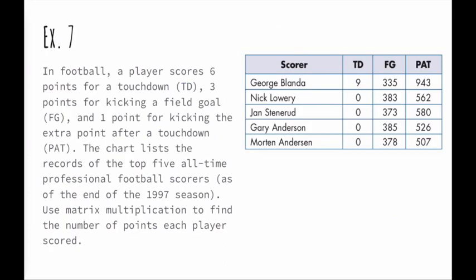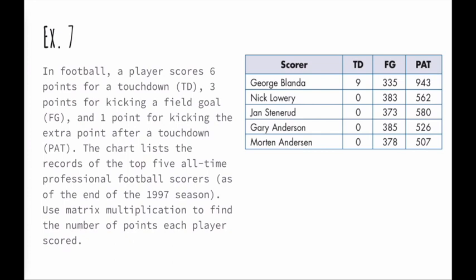In football, a player scores 6 points from a touchdown, 3 points from kicking a field goal, and 1 point for kicking the extra point after a touchdown. The chart lists the records of the top 5 all-time professional football scorers as of the end of the 1997 season. Surely that can't have possibly changed. Use matrix multiplication to find the number of points each player scored.